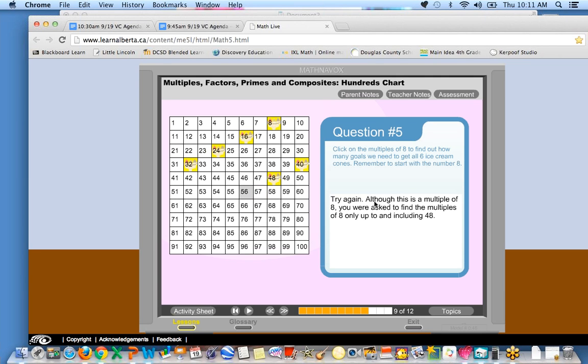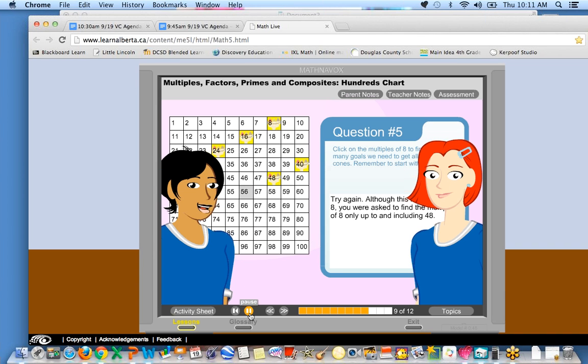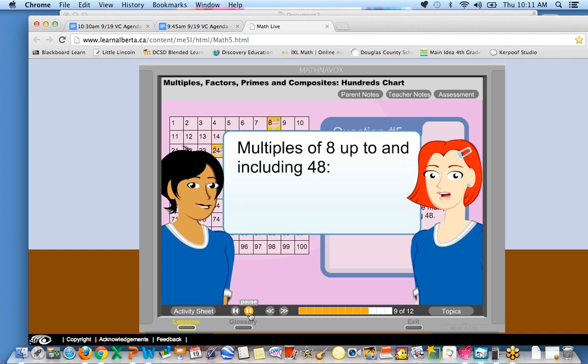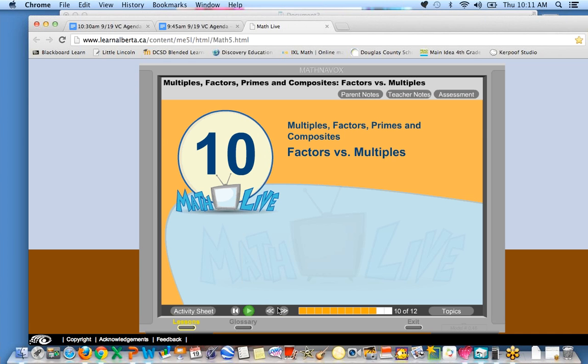Sorry. Okay. Although this is a multiple of 8, you were only asked to find all the way up to 48. Oh, okay. Because we've already got our 6 ice cream cones. So there we go. But yes, the next one would be 56, and then we'd go to 64, and so forth. Great work! You found the multiples of 8 up to and including 48. They are 8, 16, 24, 32. Yeah, we know. All right.